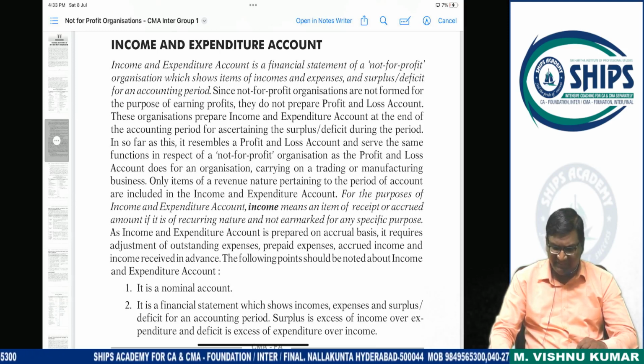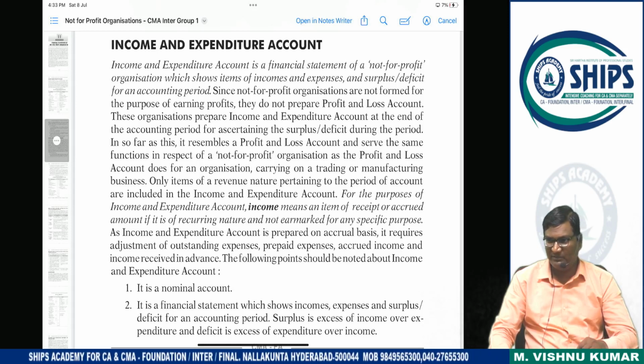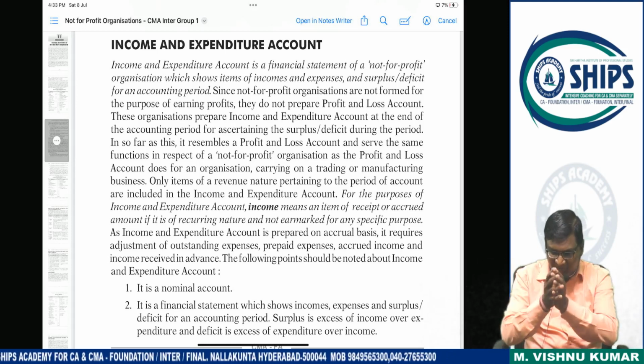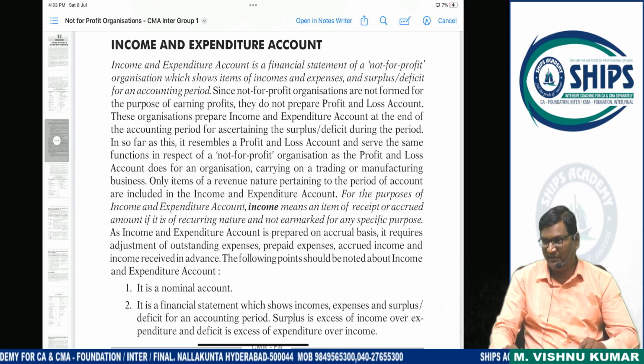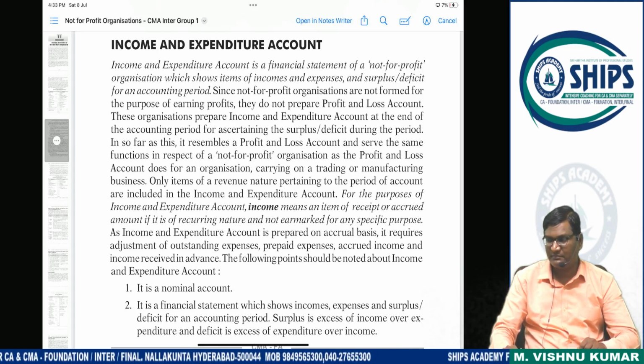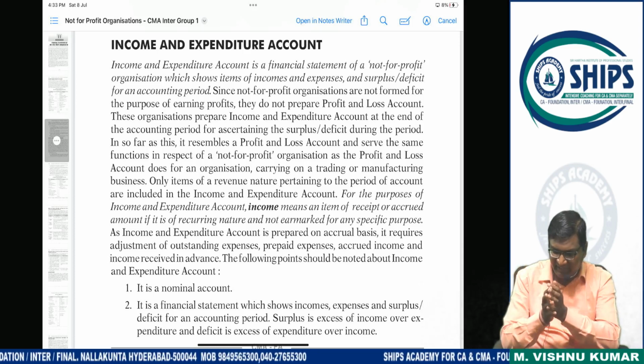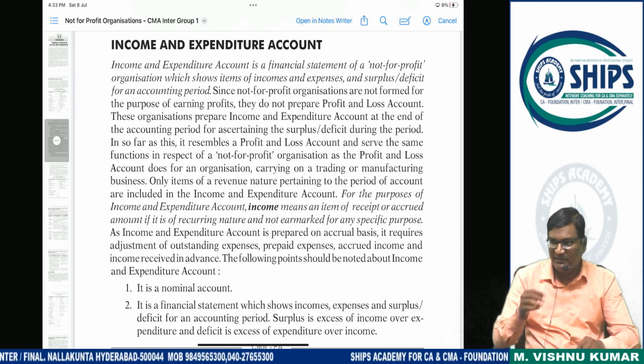Sundry receipt means any receipt to which you cannot give any title, so we call it sundry. All the small ones are clubbed together. It is sundry. Small receipts you are gathering and accumulating, it is called sundry.